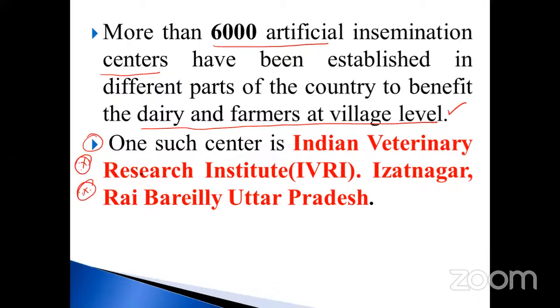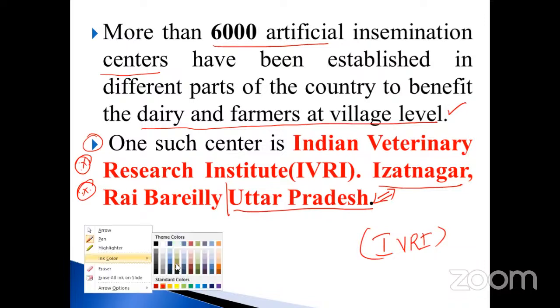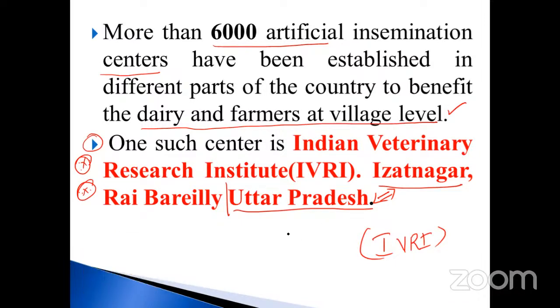Many times they may ask a question on IVRI. IVRI is the Indian Veterinary Research Institute, Izzatnagar, Bareilly, Uttar Pradesh. Where is it? Uttar Pradesh, simply called UP. Don't forget, my dear student. This is very, very important. Many times they ask the question: IVRI, where is it located?